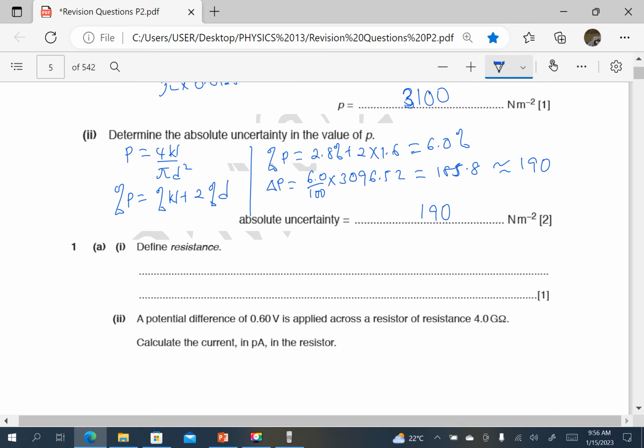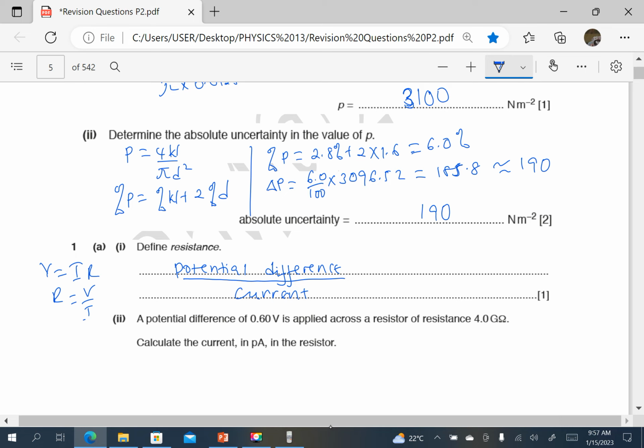Define resistance. Of course, resistance from V equals IR, R is V over I. So resistance is going to be defined as potential difference over current. Potential difference per unit current, or potential difference over current.